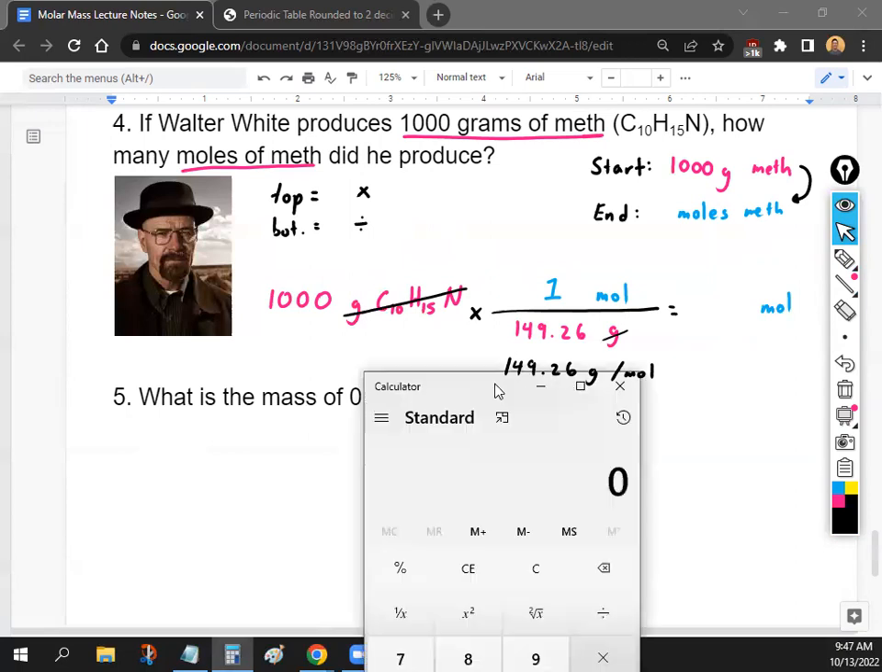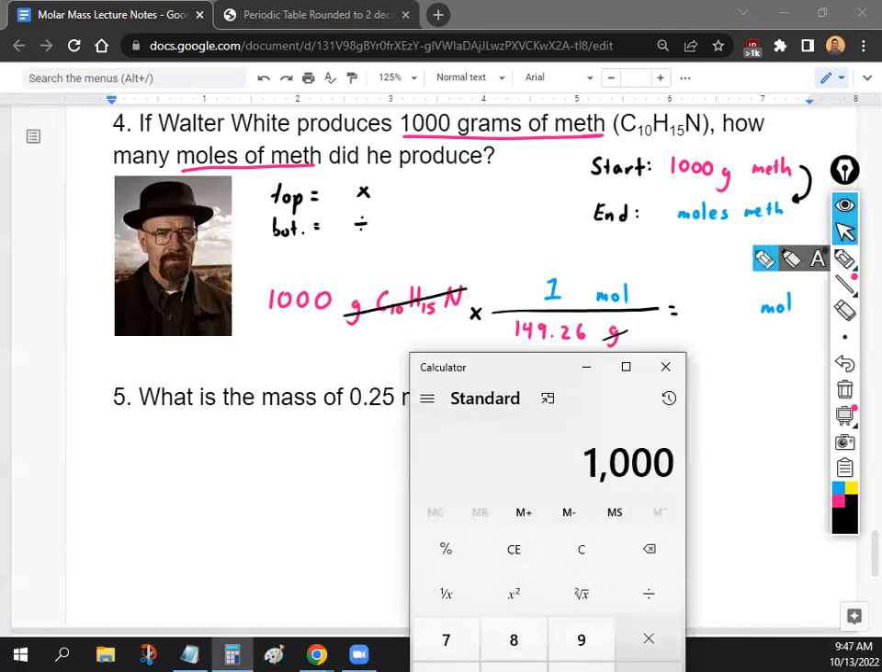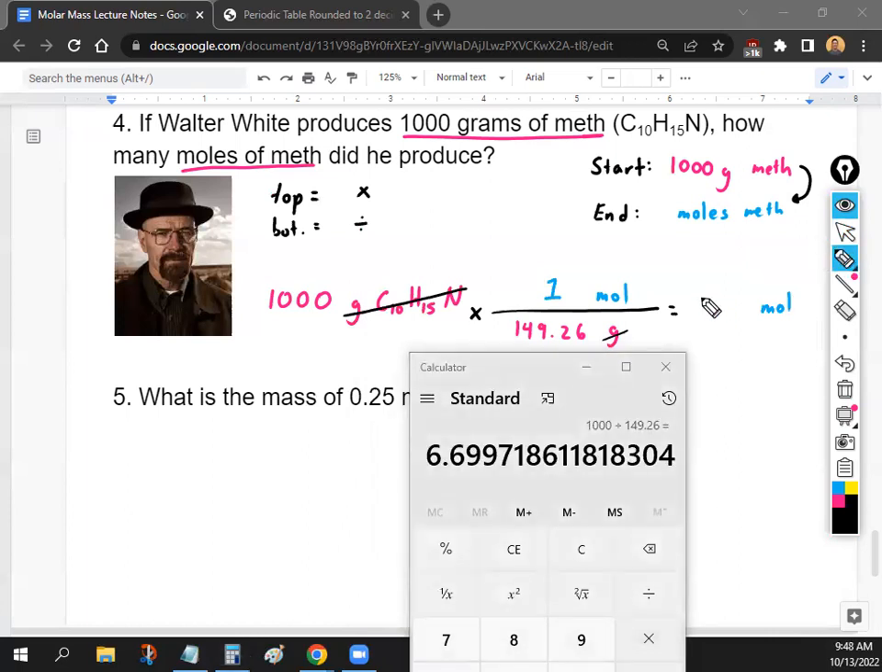Okay, so if we take a look at these numbers, let's multiply and divide them. So our starting number is 1,000. So you're just going to punch in 1,000 on the calculator. We have to multiply by the numbers on the top. But if it's a 1, it's going to be the same number, right? So we don't really need to do that. So all we're going to do is divide it by 149.26. So 1,000 divided by 149.26. And that will give us our final answer. It will be 6.6, and then we'll round it up to 7. Okay, so there you go. That is your final answer.